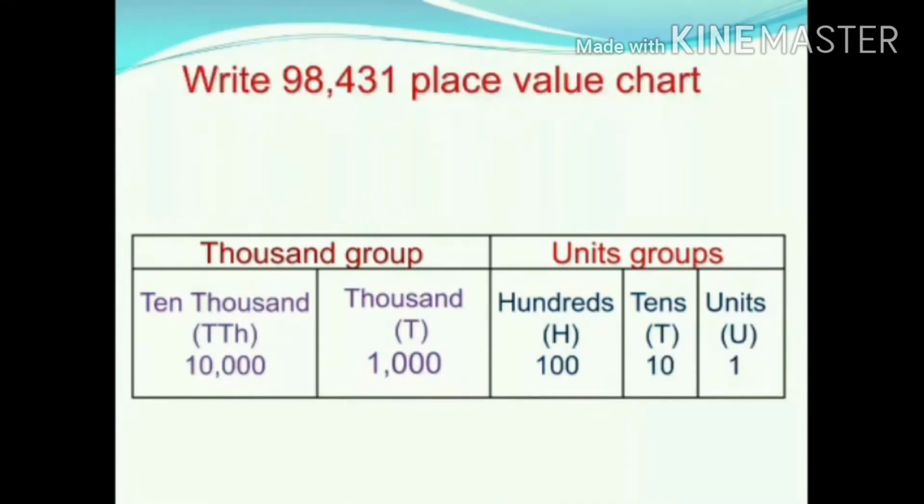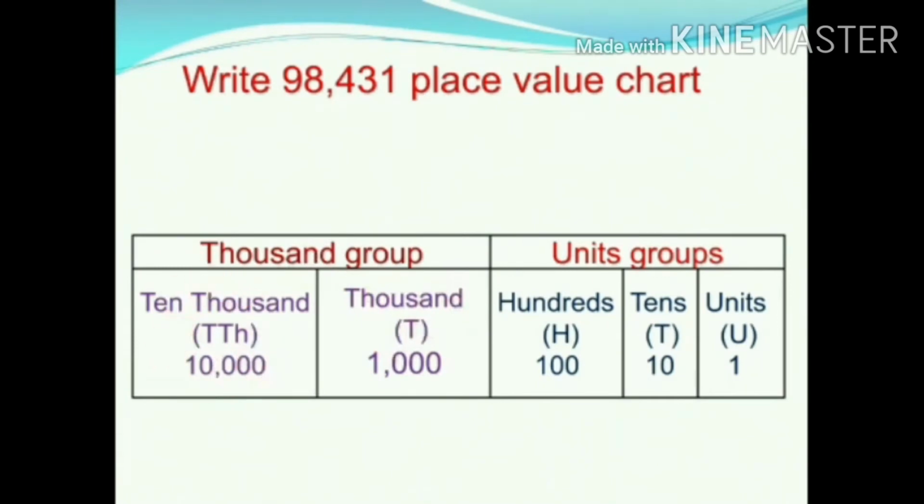Now we will write 9, 8, 4, 3, 1 in the place value chart. First we will write the place values. First the units group, as units, tens, hundreds. Next the thousands group, as thousands and 10,000s.